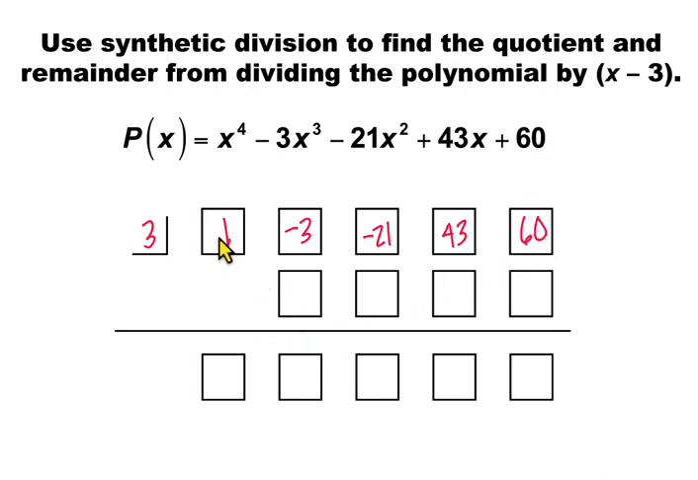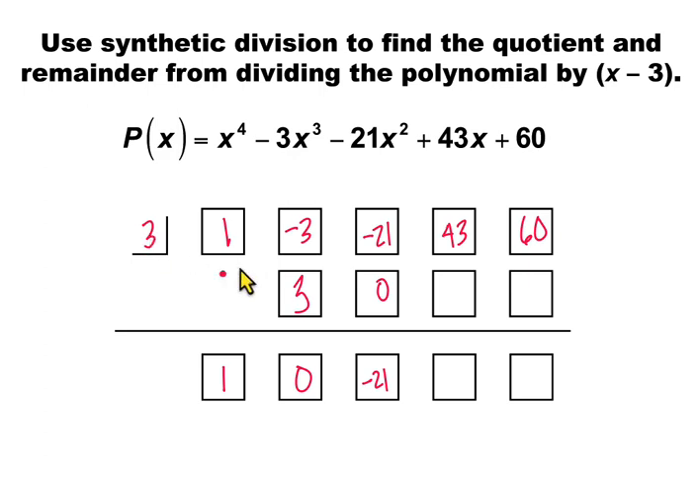Start by dropping the first term here, then multiplying by this term and placing the product here. So 3 times 1 is 3. Then add these terms. Negative 3 plus 3 is 0. And repeat, multiply this term by this term and place the product here. So 3 times 0 is 0. Then add these terms. Negative 21 plus 0 is negative 21.